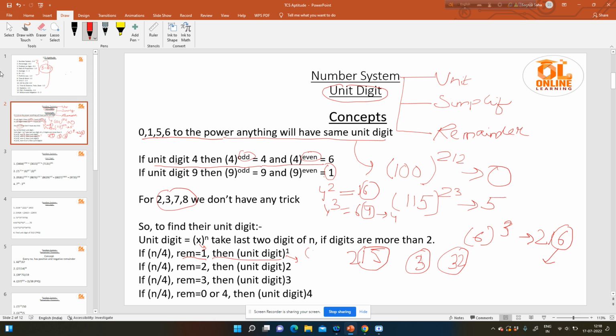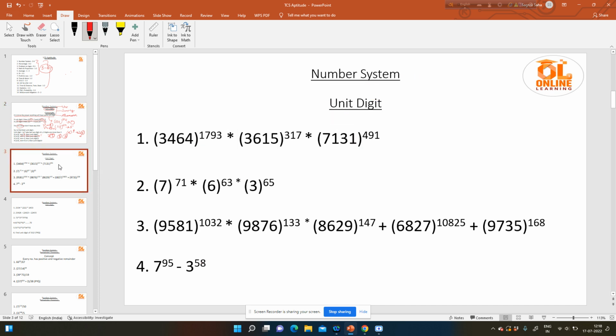Okay, now let us move to the questions. In all these questions, we have to find the unit digit. So it is given: 3464 to the power 1793 into 3615 to the power 317 into 7131 to the power 491. Okay, the unit digit is 4 here.